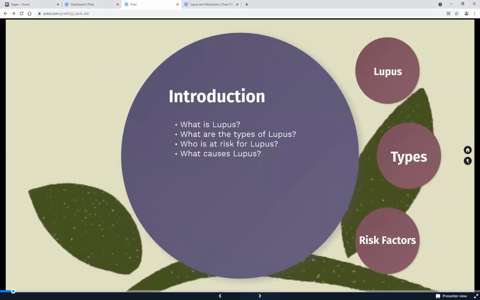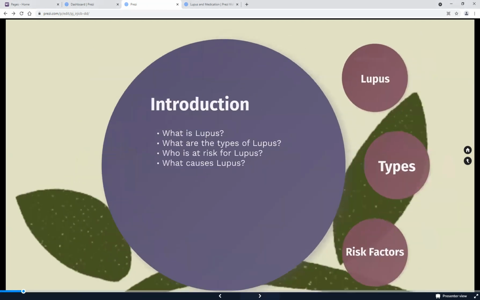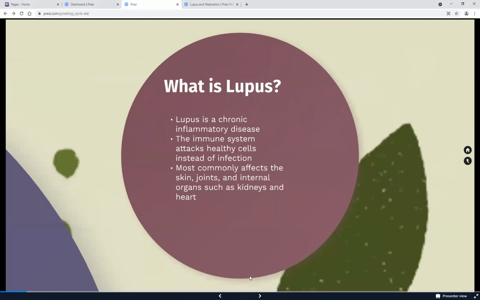So I'll start with just some general information on what lupus is. Lupus is a chronic inflammatory disease. What that means is our immune system will attack healthy cells rather than only attacking the infectious type cells. So instead of just attacking viruses and bacteria and protecting us from infection, the immune system is overreactive and can cause damage by attacking those healthy cells.